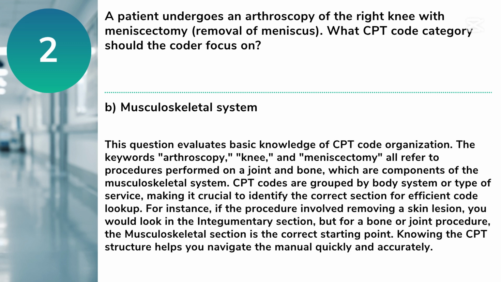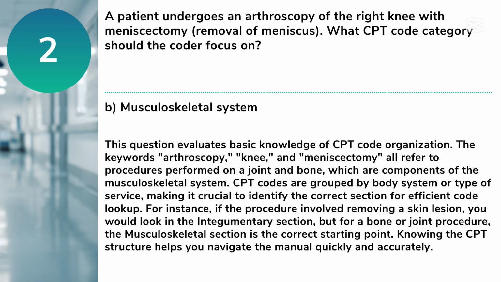Answer: B. Musculoskeletal system. This question evaluates basic knowledge of CPT code organization. The keywords arthroscopy, knee, and meniscectomy all refer to procedures performed on a joint and bone, which are components of the musculoskeletal system. CPT codes are grouped by body system or type of service, making it crucial to identify the correct section for efficient code lookup.